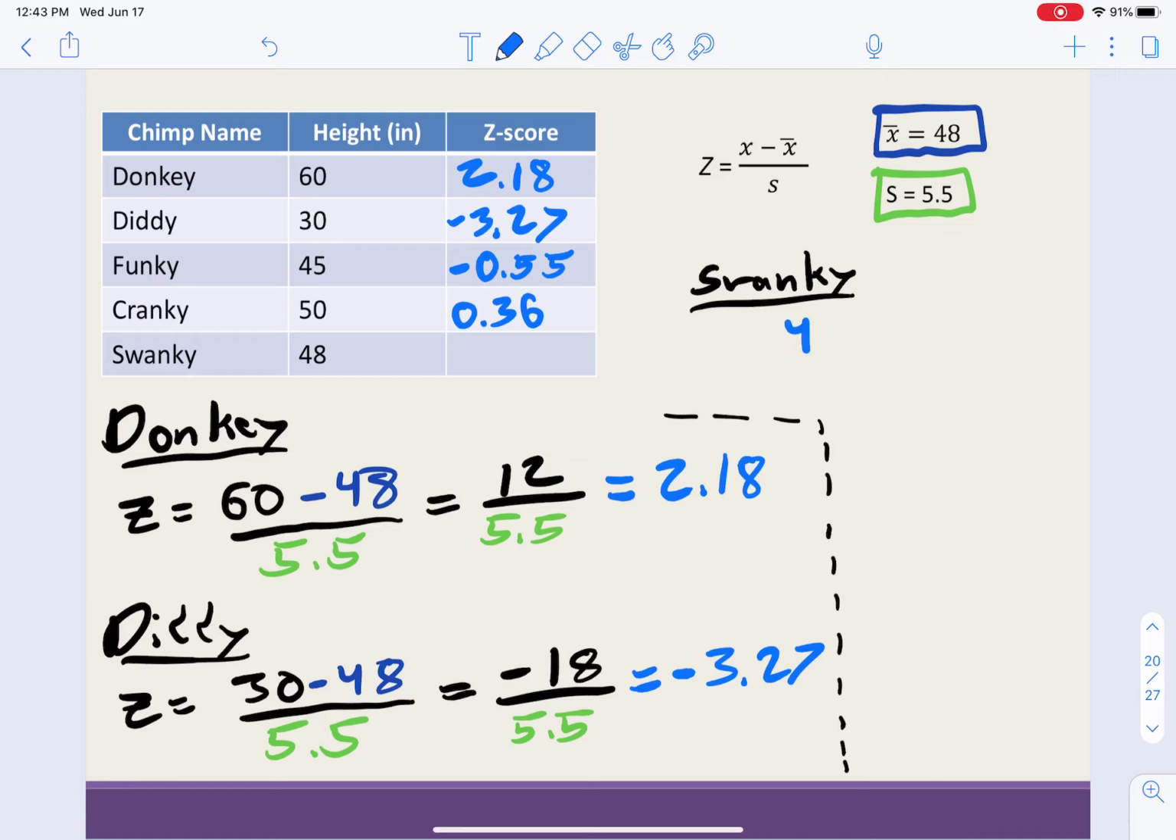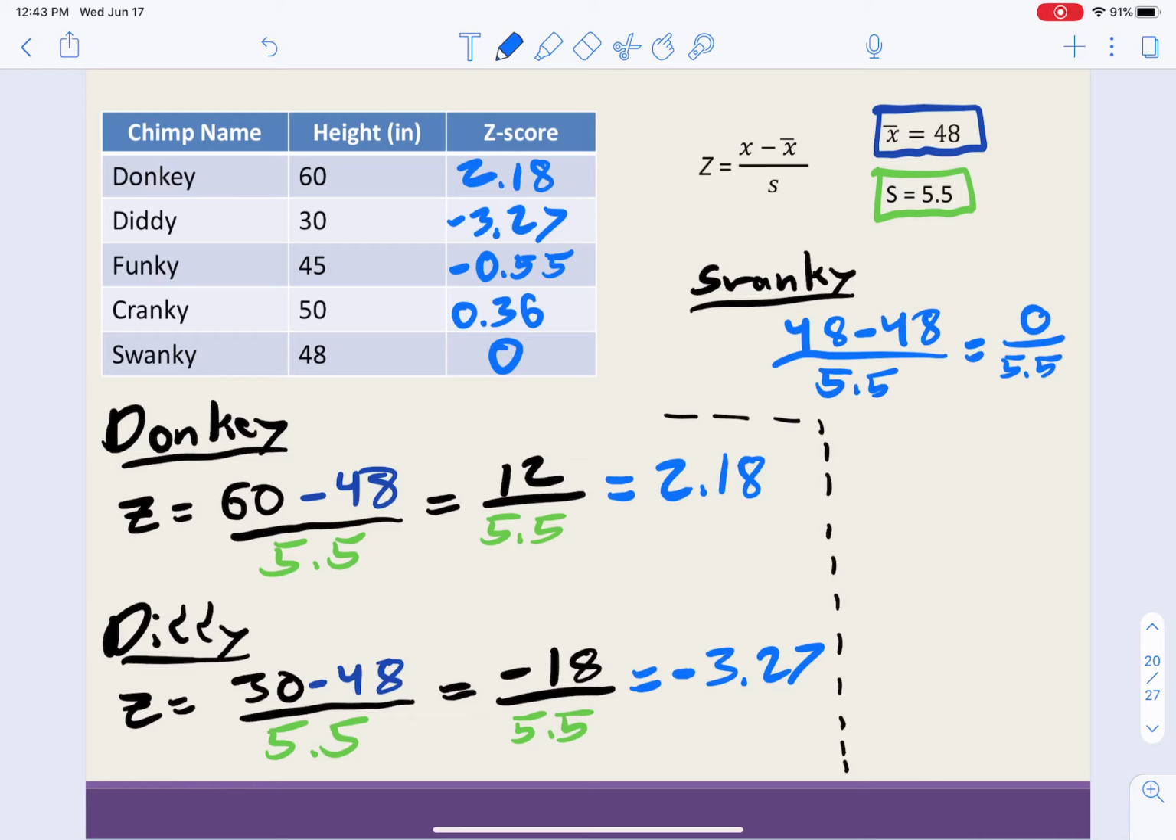It's 48 minus 48 divided by 5.5. What is 48 minus 48? Well, that's 0 over 5.5. 0 divided by 5.5 is nil. Big old goose egg, right? It is 0. So Swanky here is 0 standard deviations away from the mean.